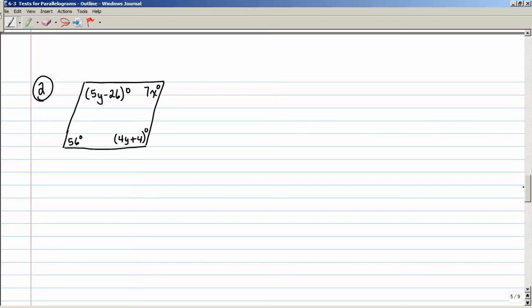Here we have a quadrilateral, and we have algebraic expressions and some numbers for the angles in it. And notice that 7x and 56 are opposite angles. 5y minus 26 and 4y plus 4 are also opposite angles. So in order for this to be a parallelogram, opposite angles must be congruent.